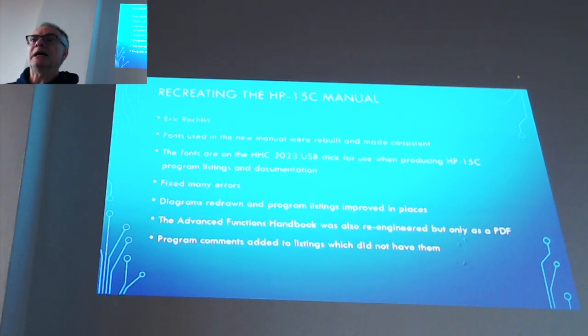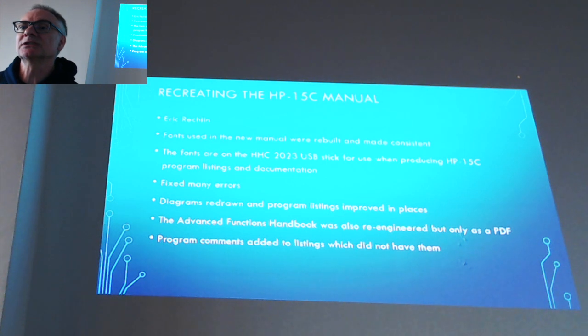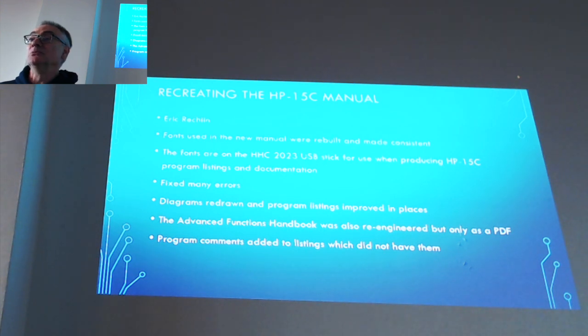Eric then talked about recreating the 15C manual. He manually created the fonts used in the manual from scratch to make them more consistent. The fonts are on the HHC disc, so Bruce, if you want, you can take them off there and use them for printing 15C listings, which is excellent. He fixed many errors. He redrew a few diagrams, and then a few more, and then a few more, and then took over his life.